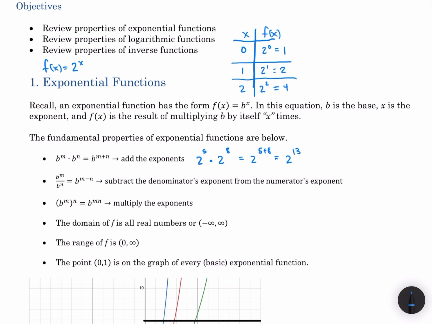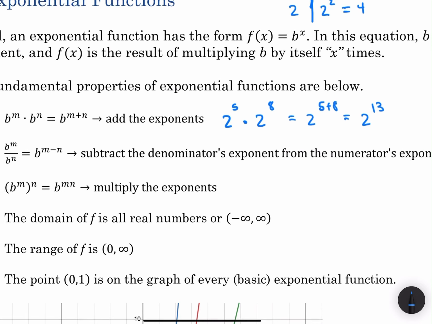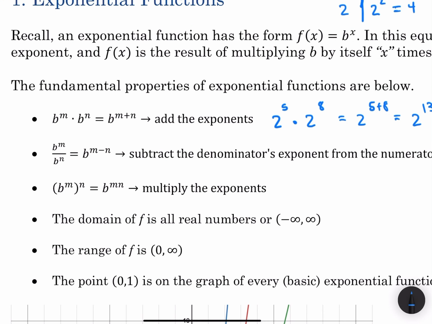And so then the next property we have is if I have the same base and I'm dividing, I can subtract my exponents. So if I had 2 to the 5th divided by 2 squared, that's going to equal 2 to the 5 minus 2 power, which is 2 cubed.